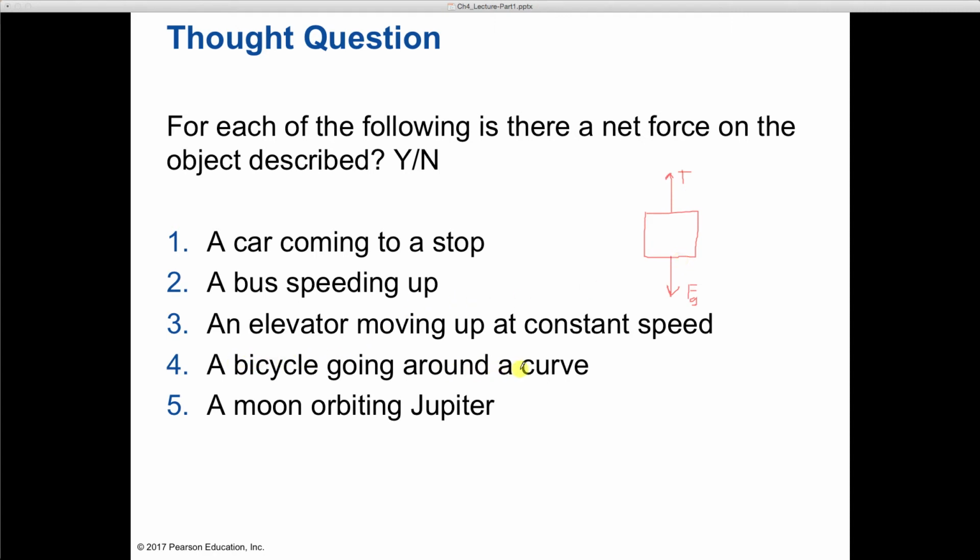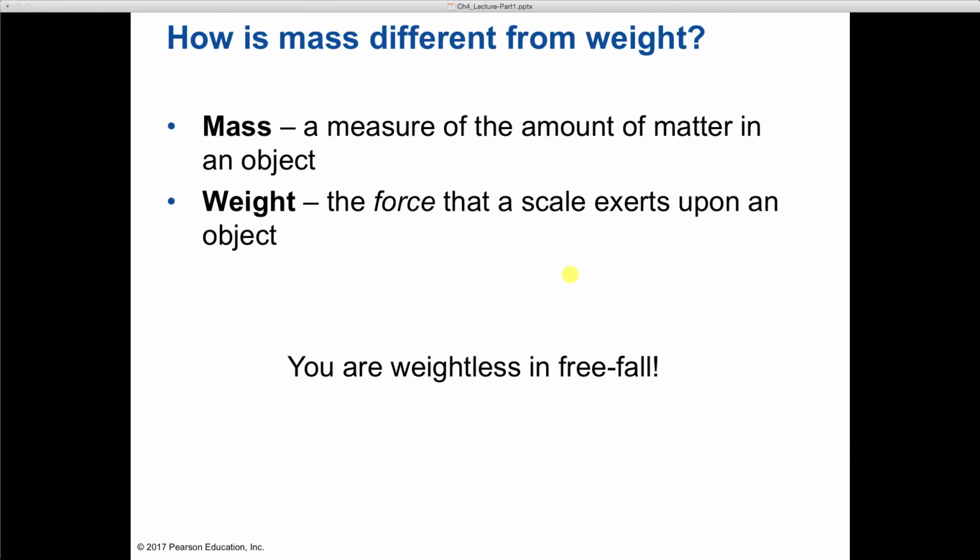How about a bicycle going around a curve? Okay, it's turning. It's going around a turn. Its direction is changing, so its velocity is changing, so its momentum is changing. So there must be a force. A moon orbiting Jupiter. Again, the moon is going in an orbit around a planet. That moon might be a circular orbit, whatever it is. The moon is changing direction, so there is a change in velocity, there is a change in momentum, there must be a net force. So let's see if we're right. Yes, we were correct. So go back, make sure you understand these. If you need to go back and review, go ahead and pause and rewind.